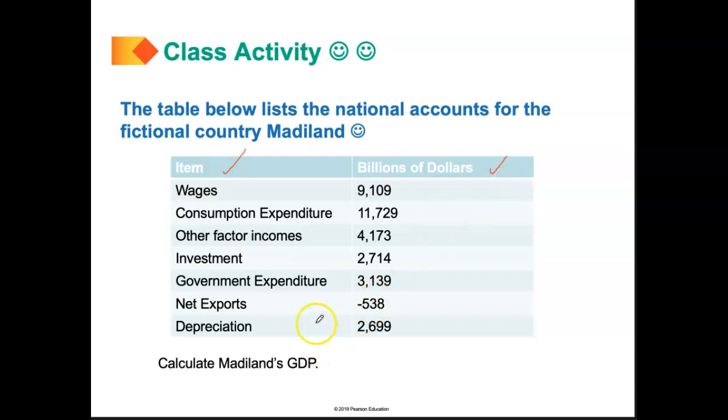So to calculate GDP, we need to use the expenditure approach. We're going to add consumption expenditure to investment, to government expenditure, and to net exports. Okay, so that is what you should do right now. Add consumption expenditure, investment, government expenditure, and net exports, and let me know what you get.